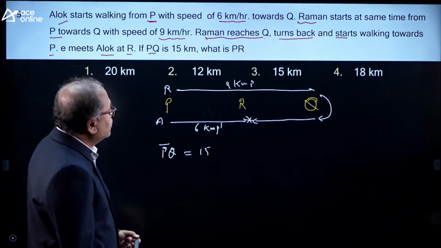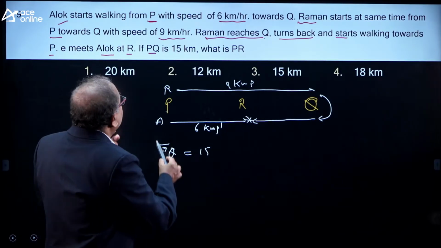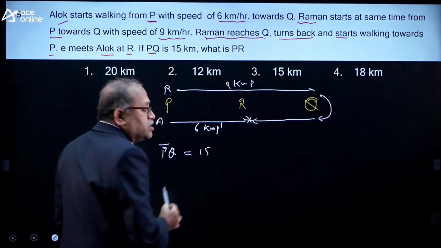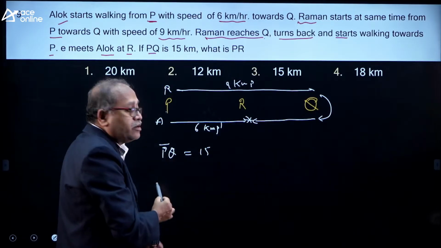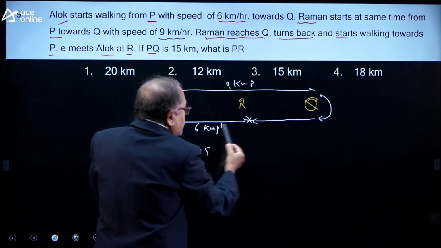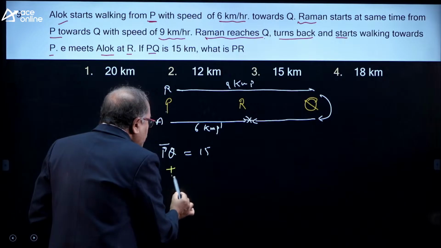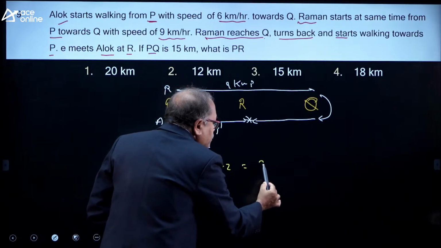What is the total distance over here? The total distance: P to Q is 15. So, P to Q and Q to P again. So, here it is 15, here it is 15. So, the total distance is equal to 15 into 2, and that gives us 30.